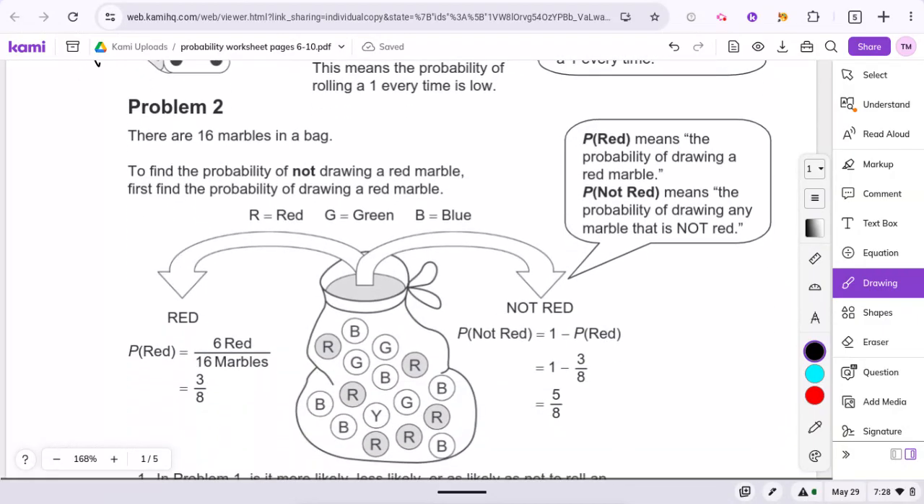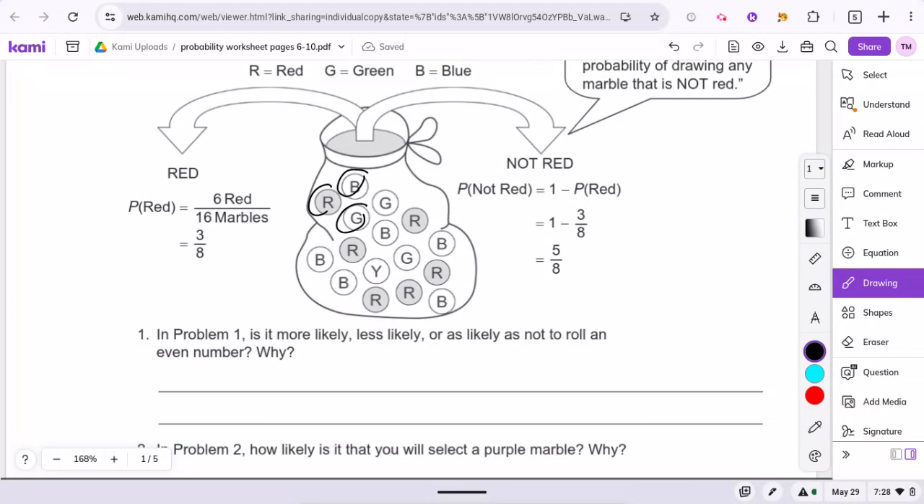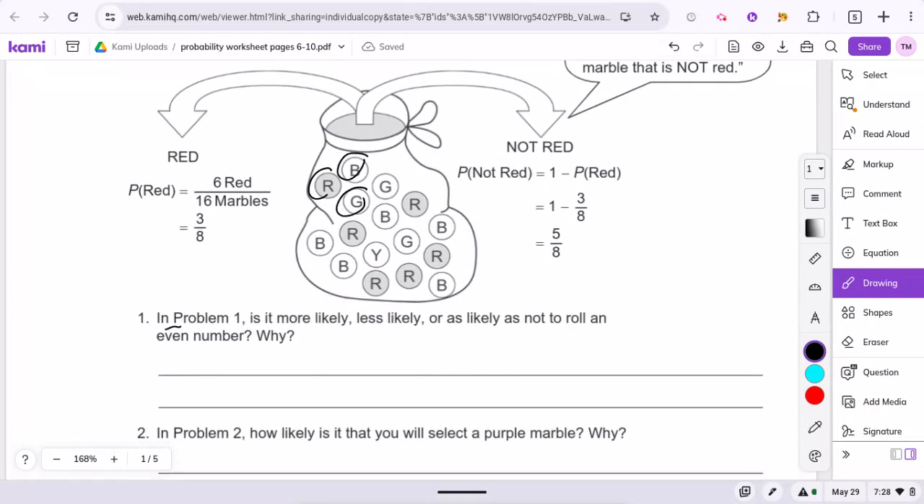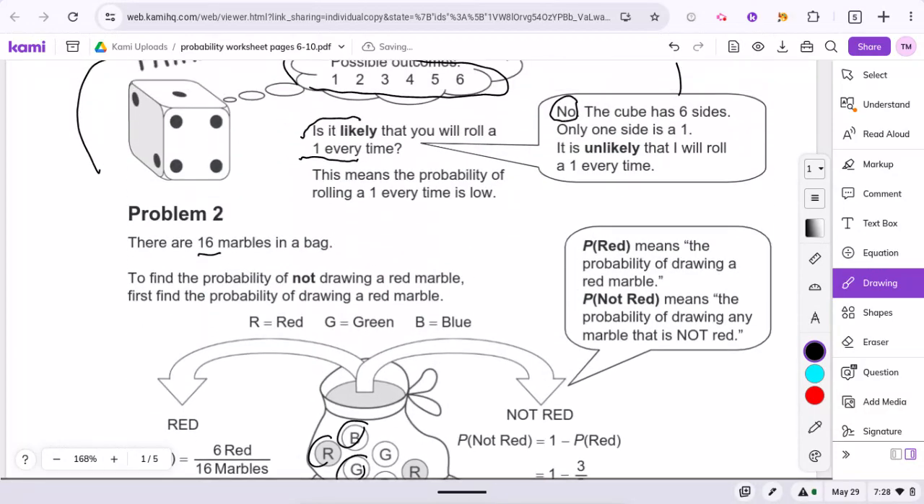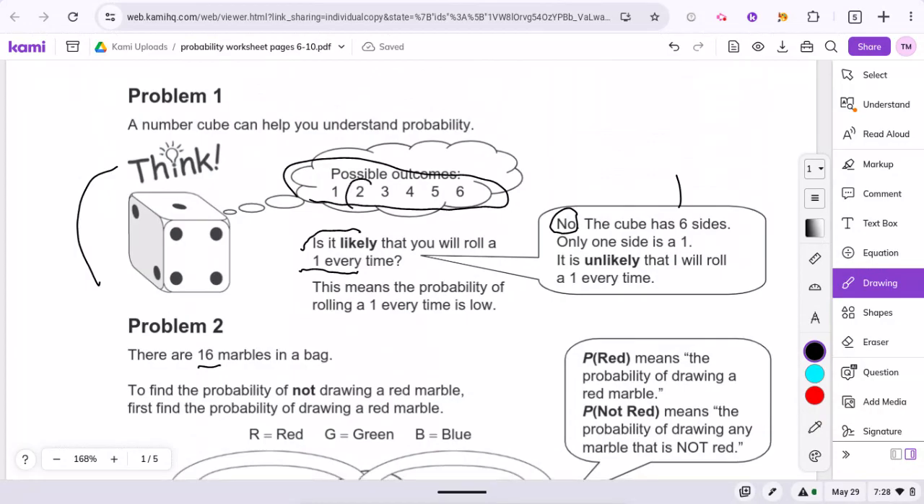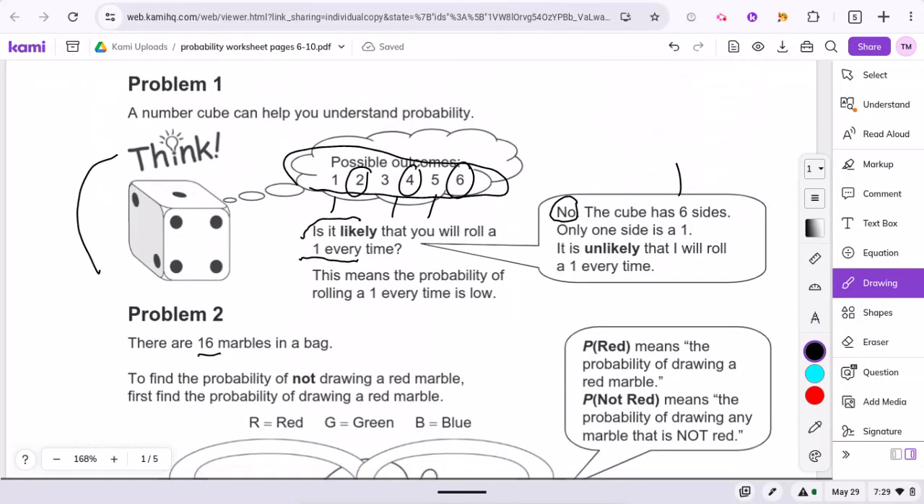And then there's a problem number 2 down here with 16 marbles, shows the different colors like reds, blues, and greens, and asks about the different probabilities of getting those. So it says in problem 1, is it more likely, less likely, or as likely not to roll an even number? And you should know from the possible outcomes, right? 3 evens and then 3 odds. So it's just as likely.